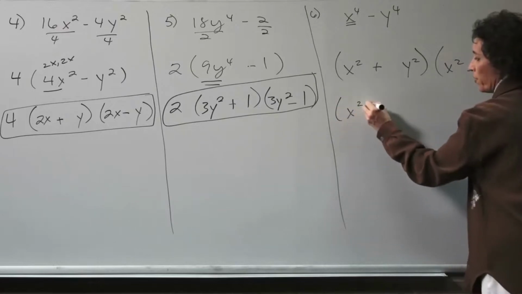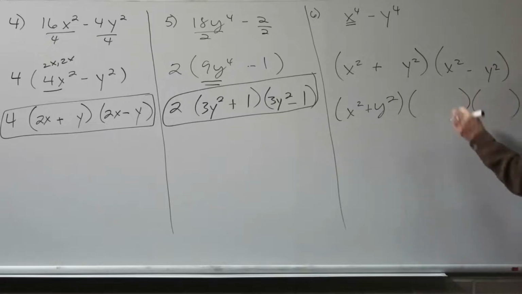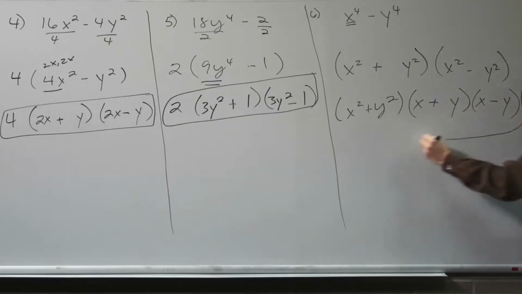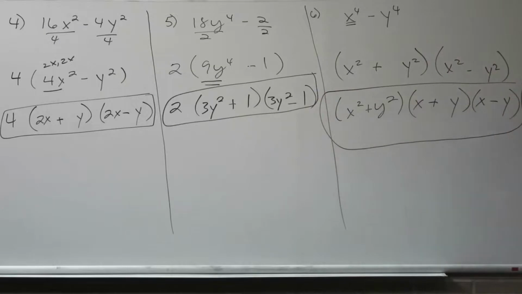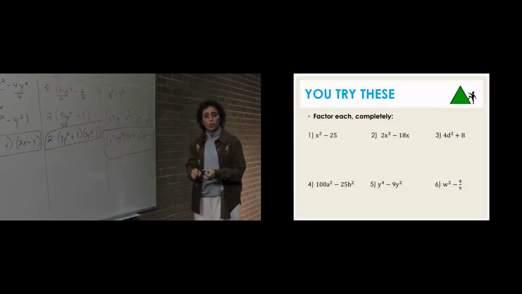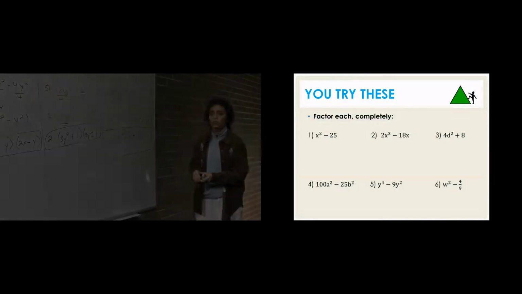Here we go. So we'll write this down. For this, we're going to have to make two sets of parentheses. Square root this, x and x. Square root this, y and y. Make 1 plus, 1 minus. They're linear. They're done. We're all done. That was awesome. And that's the end of that slide. Now we have a couple problems for you to try. On the next slide and in your workbook, there are 6 problems. You try those.